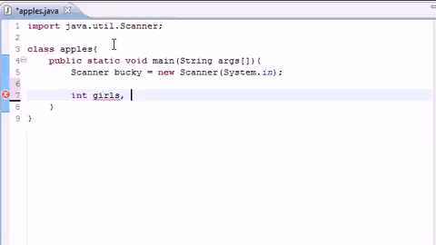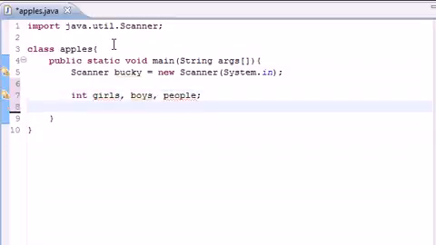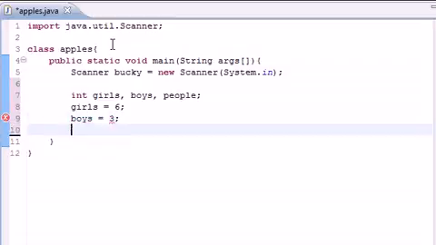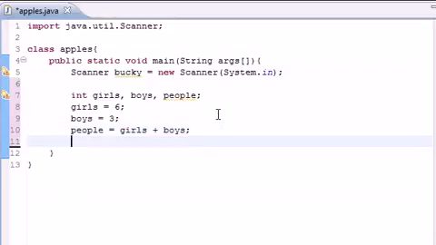Let's go ahead and make three variables: girls, boys, and people. Let's set these to some values, and I'll start out by showing you all of the math operators. Girls equals 6, boys equals 3, and people equals girls plus boys. Now I showed you guys how to use the plus sign in the last one, to get a simple sum. So the sum of girls plus boys is now stored in people.